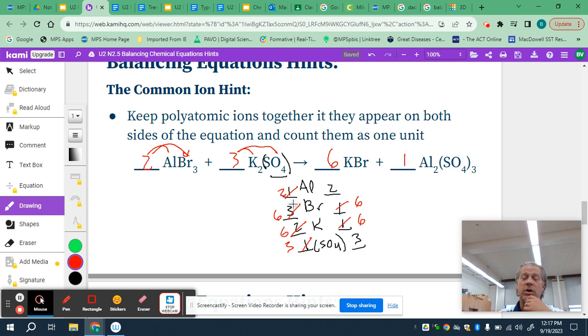And again, that works when you see something in parentheses on both sides of the arrow. It has to be the same thing in parentheses on both sides of the arrow for this one to work. I call that the common ion hint.